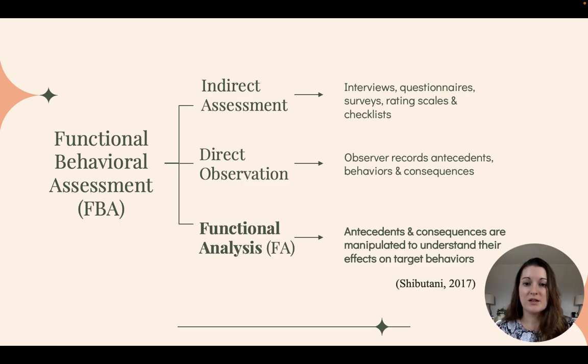Indirect assessments involve using interviews and questionnaires. Direct observations involve recording ABC data through observation, and functional analysis involves manipulating the antecedents and consequences to understand their effects on target behaviors.